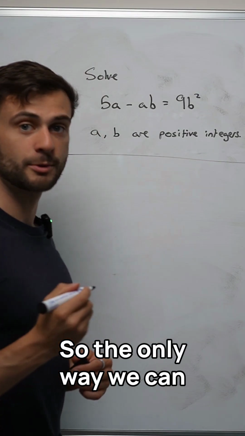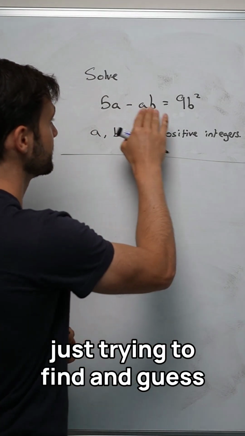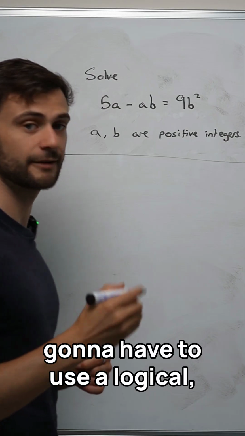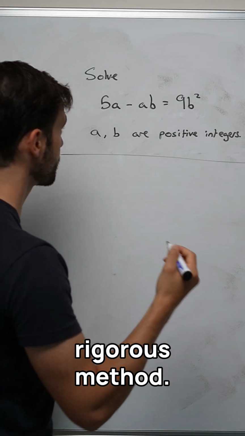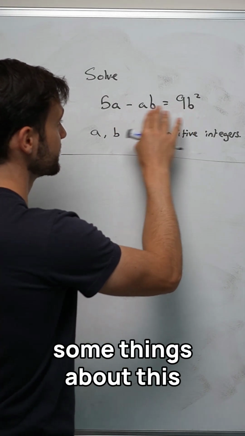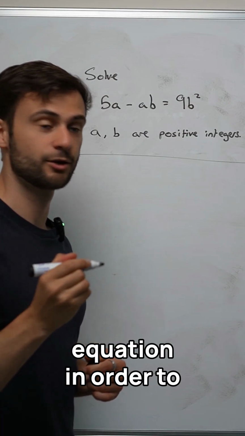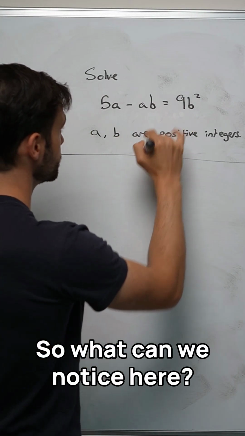So the only way we can actually do that is, rather than just trying to guess values that work, we're going to have to use a logical, rigorous method. We're going to have to learn some things about this equation in order to do that. So what can we notice here?